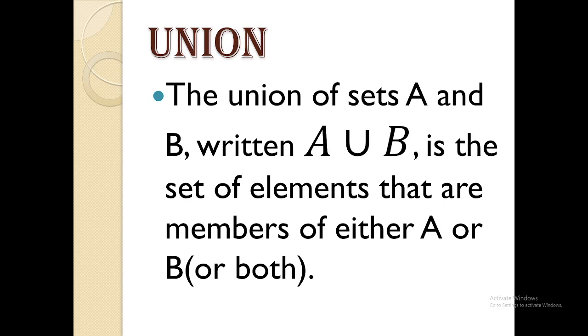The first set operation is what you call the union. The union of sets A and B, written as A union B, is the set of elements that are members of either A or B or both. Meaning, all elements of A or all elements of B make up A union B.